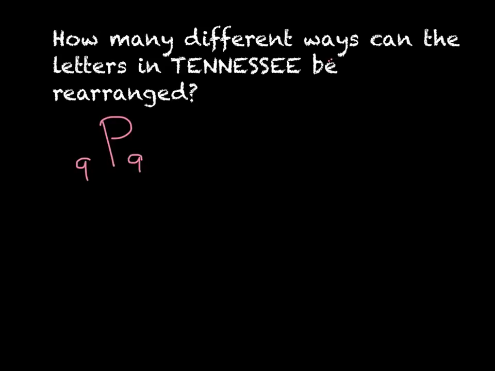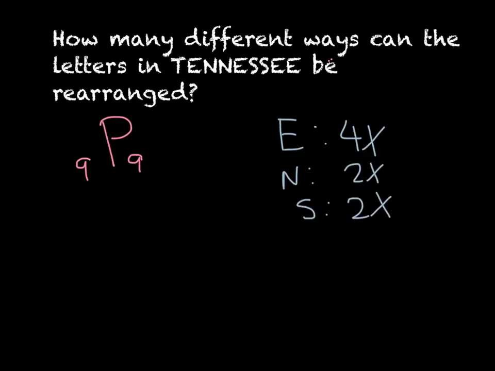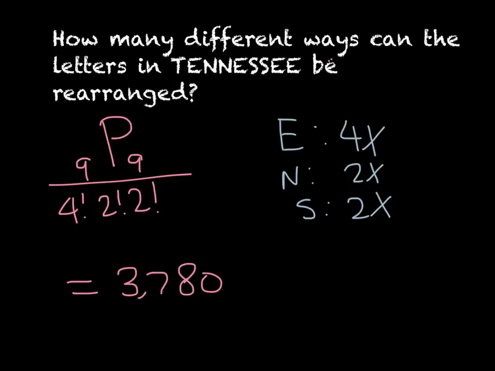Now let's look at the repetition. The E's are repeated 4 times. The N's are repeated 2 times. And the S's are also repeated 2 times. Then nothing else is repeated. So to account for this repetition in our permutation, we will divide by 4 factorial times 2 factorial times 2 factorial, which, if we do the math, comes out to be 3,780 ways.